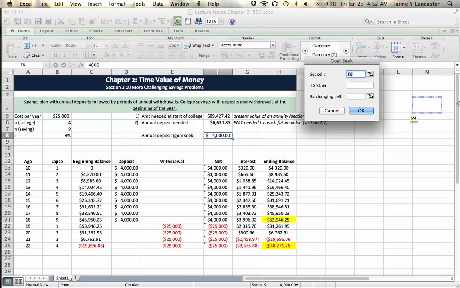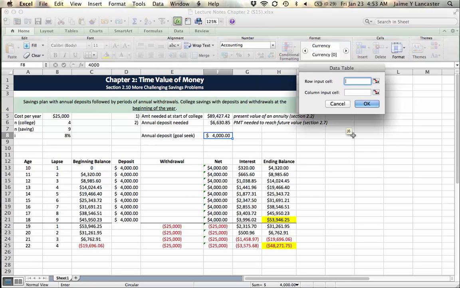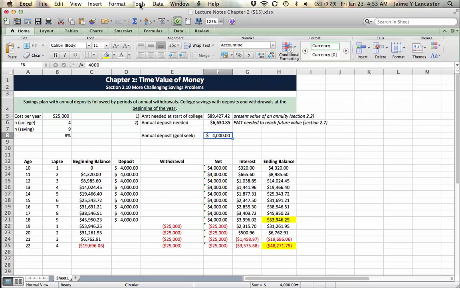All right, so when you're looking at GoalSeek, don't think that there is something that is called a set cell. Read this like a sentence, right? Set the cell blank to value blank by changing cell blank. I'll do it again. No, not a data table.